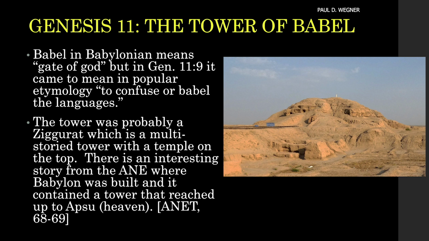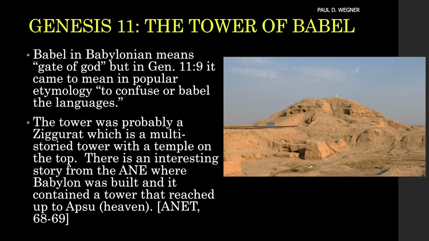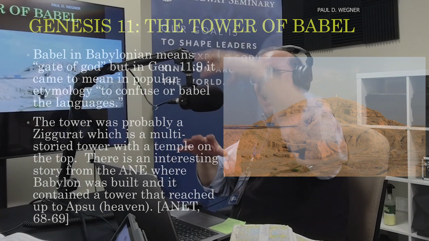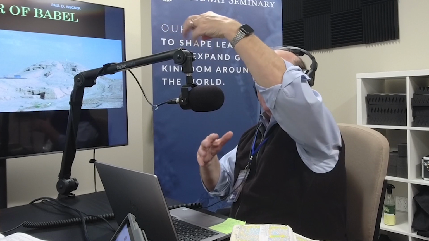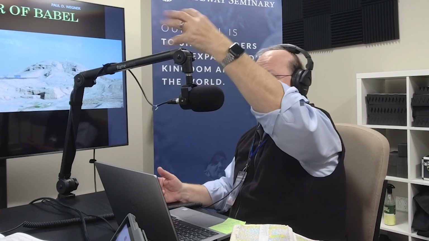Anyway, there's an interesting story from the ancient Near East where Babylon was built, and it contained a tower that reached into the Apsu, which would be the heavens. So it is interesting. Yeah, there's actually a tower or a ziggurat in Babylon, and this is pretty much what it looks like today. Wow. So it would make sense for them to have something like a temple up on top, so they could communicate with the gods, and maybe even have a place where the gods could come and talk to them. Sure. So it would make sense.